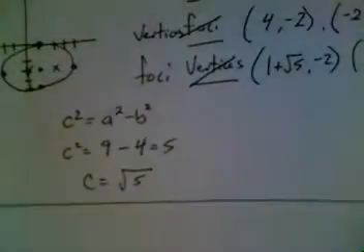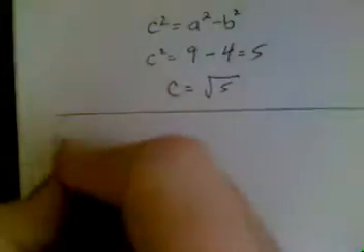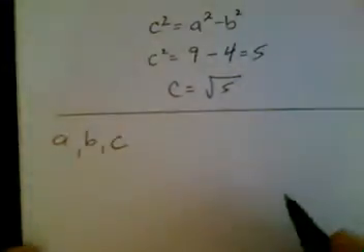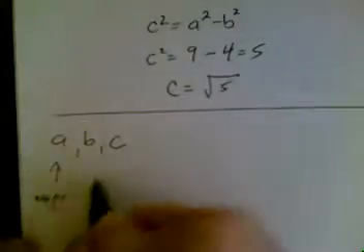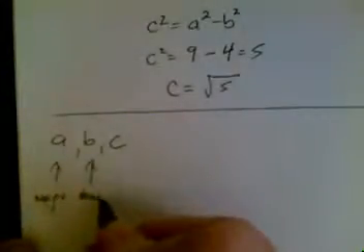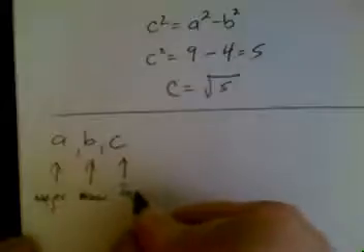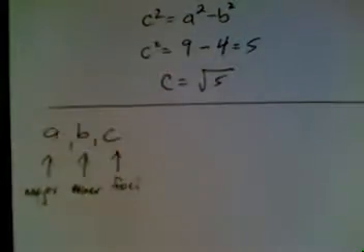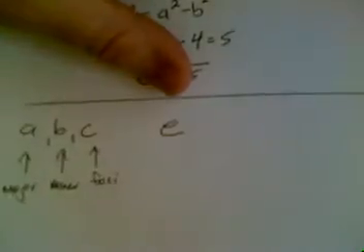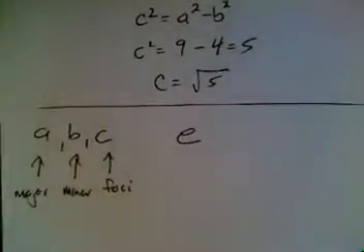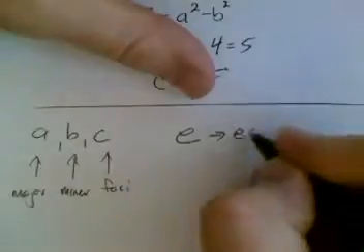Now, we actually have variables for A, B, and C. A being in regards to the major axes, B being in regards to the minor axes, C being in regards to the foci. I've got another equation for you. We're going to introduce a new variable being E. E stands for the eccentricity.